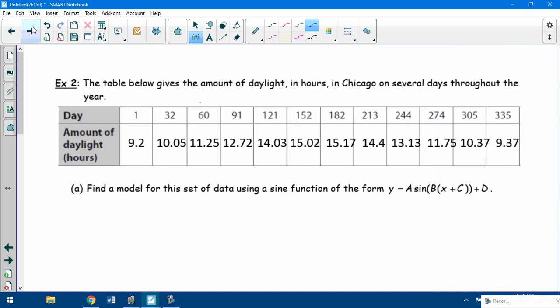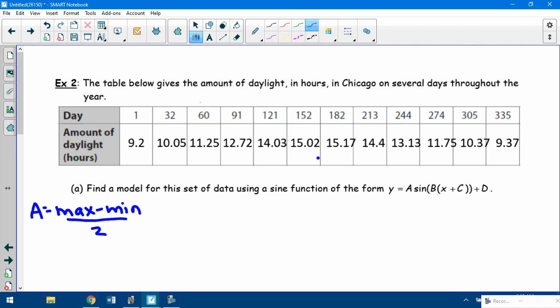We got another one. The table below gives the amount of daylight in hours in Chicago on several days throughout the year. So just like the temperature, there's more daylight in the summer, less daylight in the winter. Find a model using a sine function. So again, even though this would probably be a cosine function, they want us to use a sine function. So we're going to do this exactly like we did yesterday again. I'm going to find the a value by doing max minus min divided by 2. Let's scan through this. What's the max?